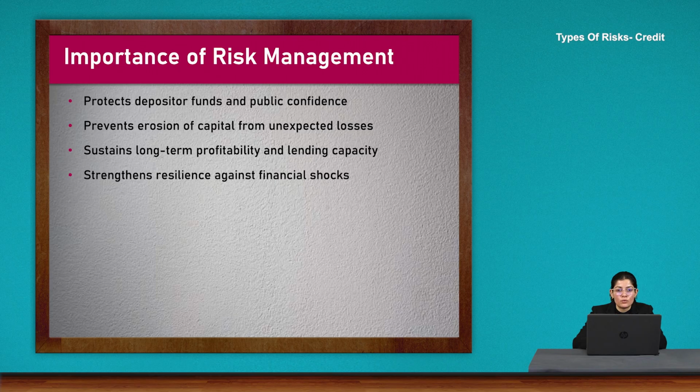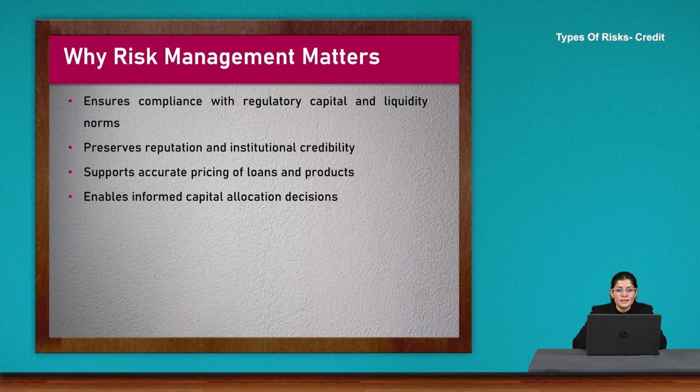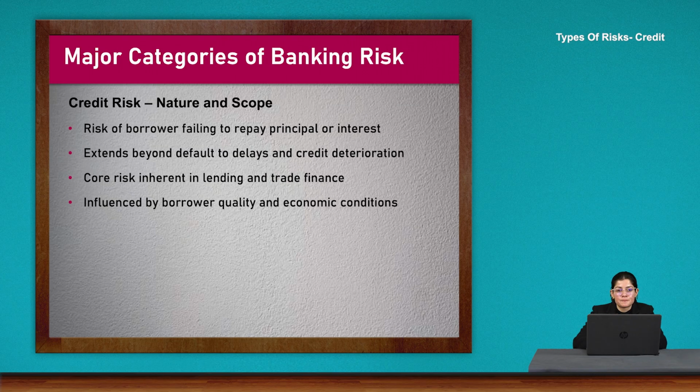Then we have improved managerial decision making. When risks are identified and quantified, banks can price products appropriately, select profitable business lines and allocate capital efficiently. Let's move to another slide.